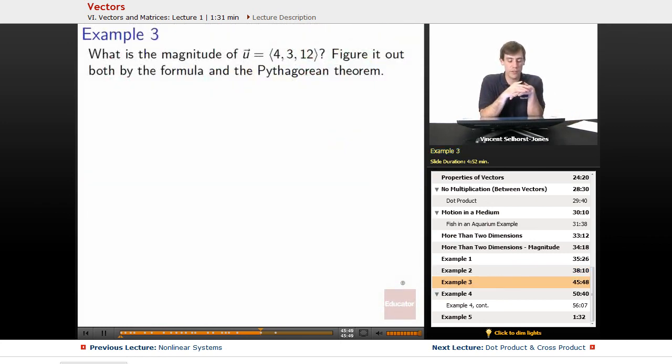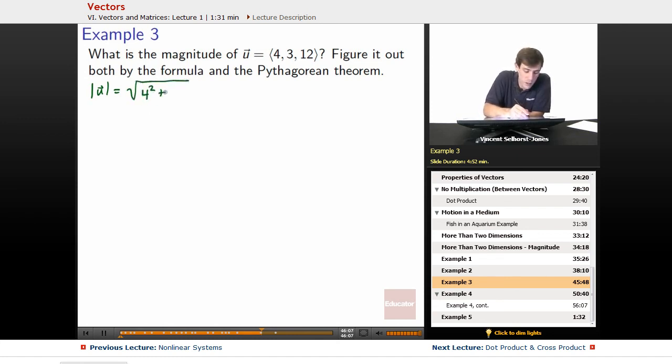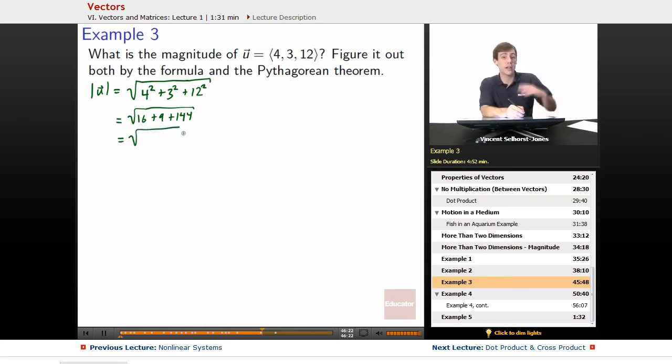All right, next one. What is the magnitude of the vector u equals 4, 3, 12? And then we want to figure it out by both the formula we were given and the Pythagorean theorem. So first off, the formula that we've got, this is the easy part. So nice, handy formula is going to be the square root of each of its components squared, 4, 3, and 12, all added together. We work this out, we get square root of 16 plus 9 plus 144 equals, add those together, 16 plus 144 gets us 160, 160 plus 9 gets us 169, and the square root of 169 is 13. So there is the length of our vector.